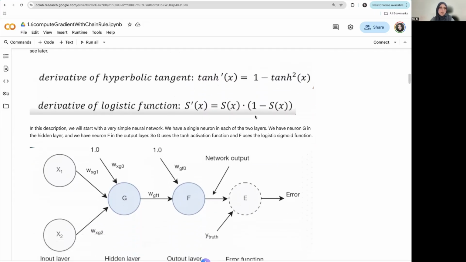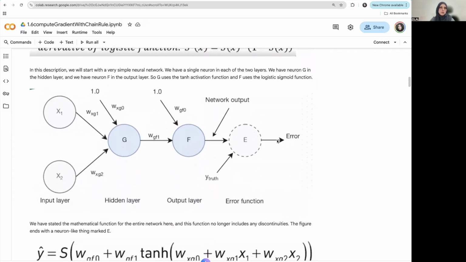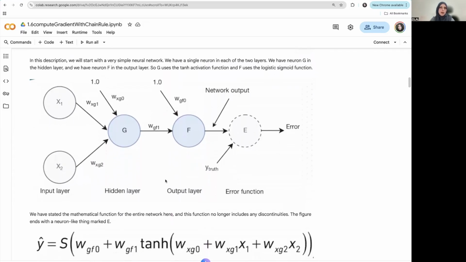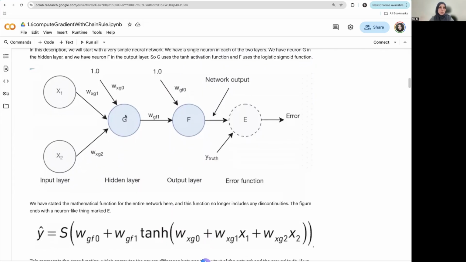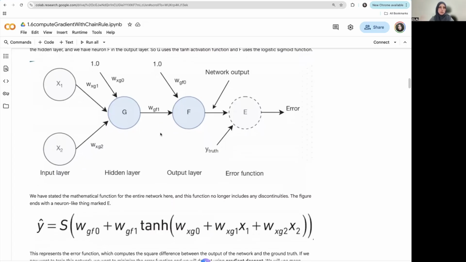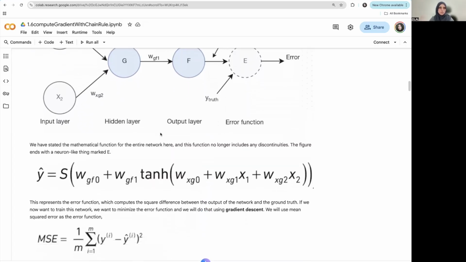Let me describe that with a very simple neural network. We have a single neuron in each of two layers. We have neuron G in the hidden layer and F in the output layer. G will use the tanh activation function and F uses the logistic sigmoid function. You will understand more in the future slides.